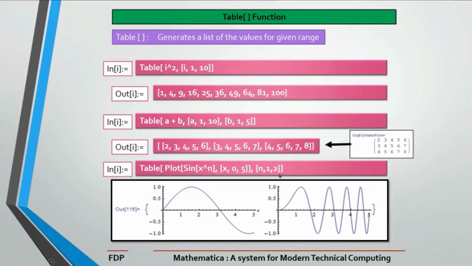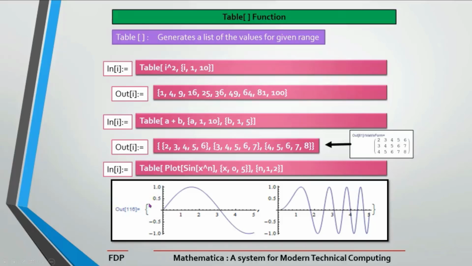Now here you can see what I'm doing. I am putting the plot function in my function here, then comma, I am giving the range for x, 0 to 5. That means that is a complete plot function here, plot sine x to the power n for 0 to 5, and after that comma, I am giving the range for n, that is 1 and 2. So you will get two functions, sine x to the power 1 and sine x to the power 2. That is the plot for n equal to 1 and that is the plot for n equal to 2. Then I'm using table outside.